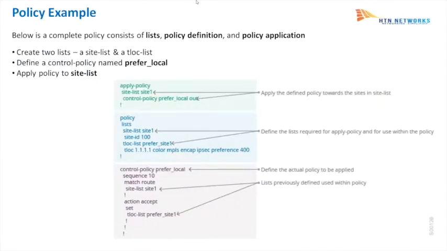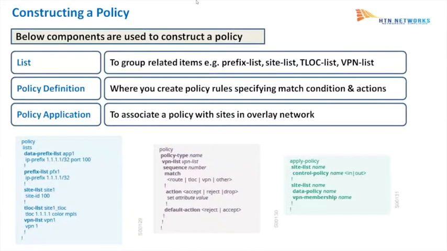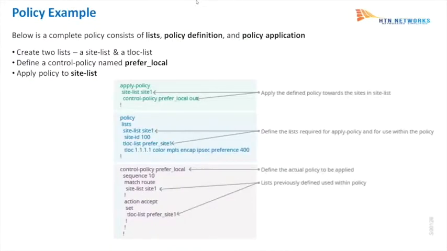And this is one of the examples of a policy. It creates two lists. One is the site list and the other is the TLOC list. Basically, if you see the order, it is reverse, right? Initially, we said we have to define a list, then the policy definition, and then apply it. But when you write the policy, it is in the opposite order. The first part is showing you how to apply the policy, the second part is showing you the policy definition, and the third part is showing you the list. So when it appears on the router, it appears in the reverse direction.